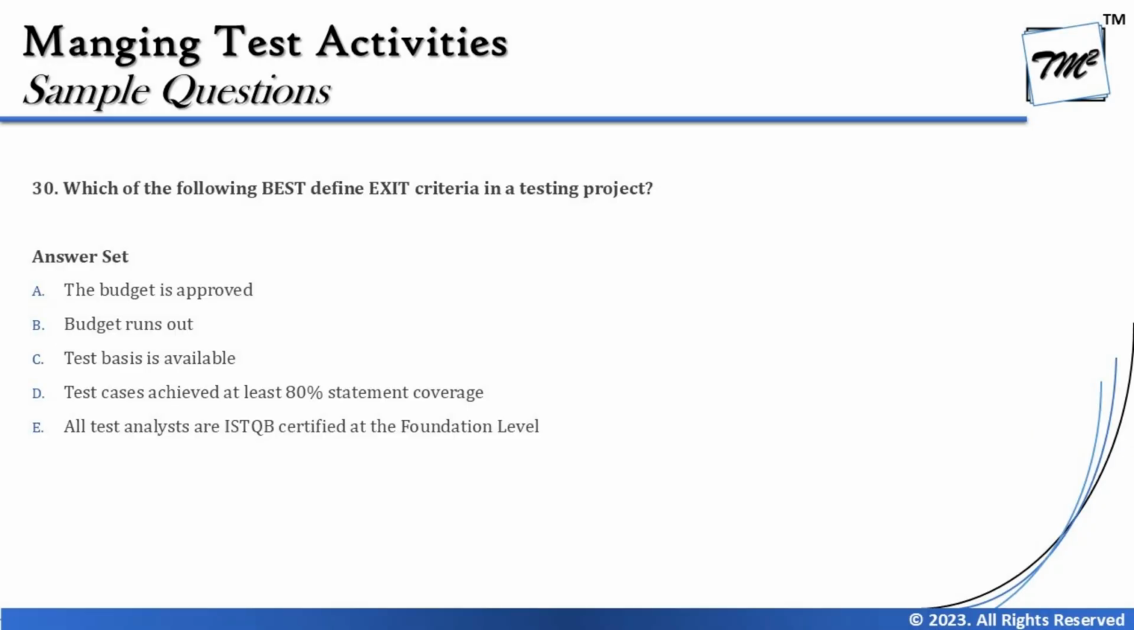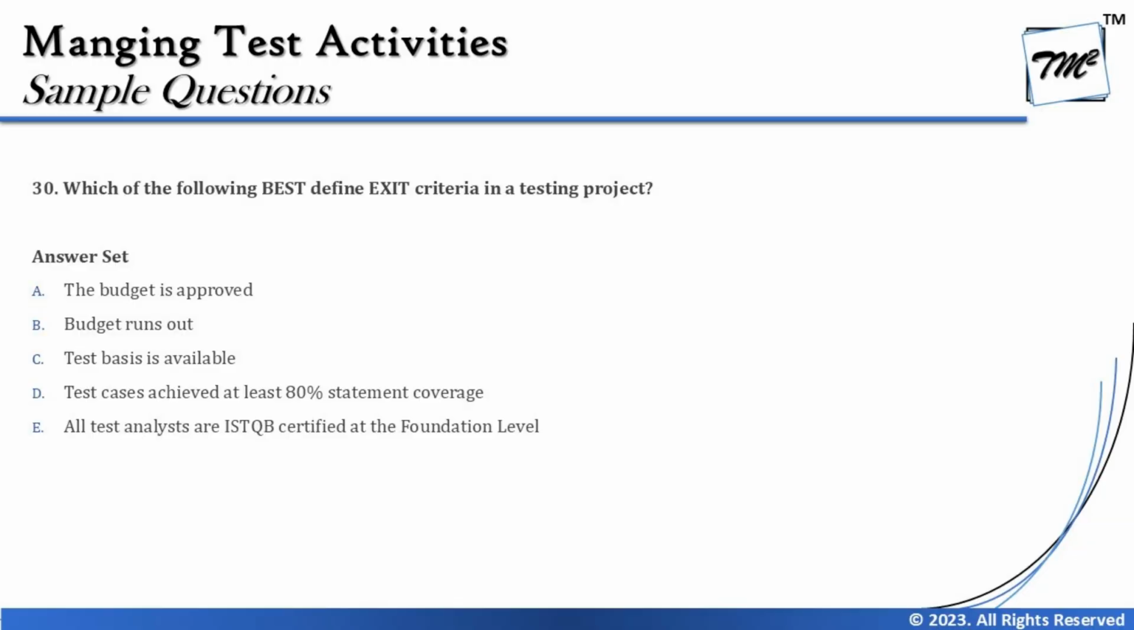So let's look at option E. Option E says all test analysts are ISTQB certified at the foundation level. All test analysts being certified is not, or can never be, an exit criteria. Rather, it could be an entry criteria to the project, where we want only certified people to work on this project, defining it as a prerequisite. So I think this is how you need to judge what exactly would let you start something and what exactly would let you complete and declare it is over and we can stop.